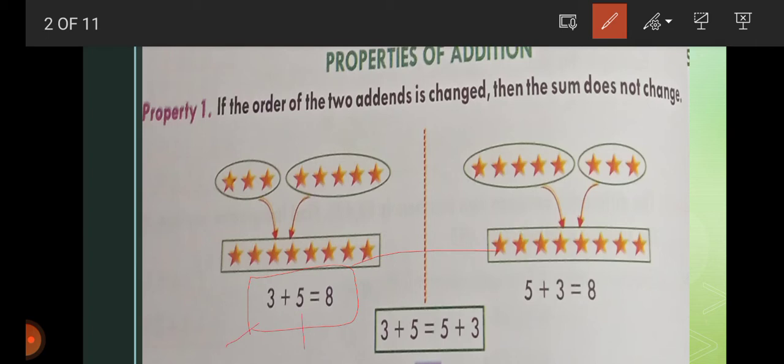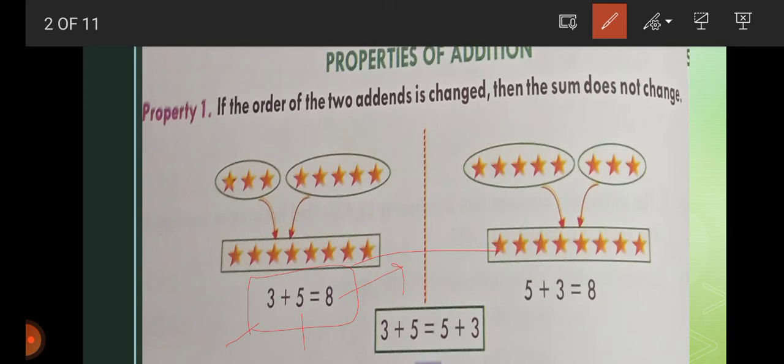Here these numbers that we have to add are called addends, and after adding, what we get as an answer is called the sum, right? Now here is the property written. Property is if the order of two addends is changed. Order of two addends means if we are just exchanging the order of the addends, then the sum does not change. Try to understand this with the help of an example.